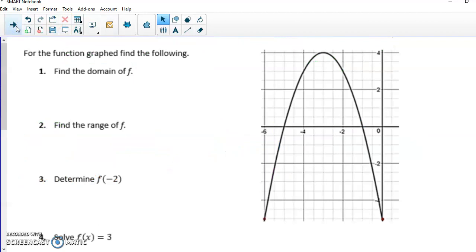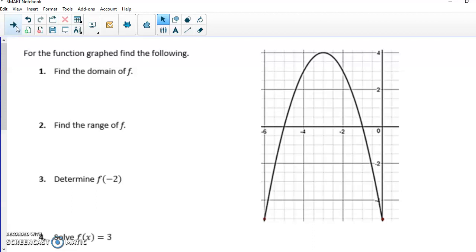All right, let's look at another example here. For this example, we want to find the domain and the range. We're going to determine what is the output when our input is -2, or in function notation, as we looked at earlier in this unit, what is f of -2? We're also going to solve this for 3. So all of this can be done graphically.